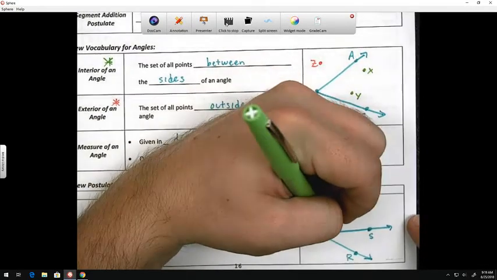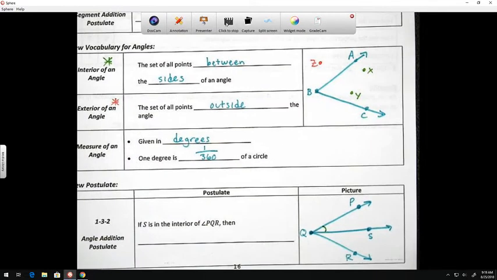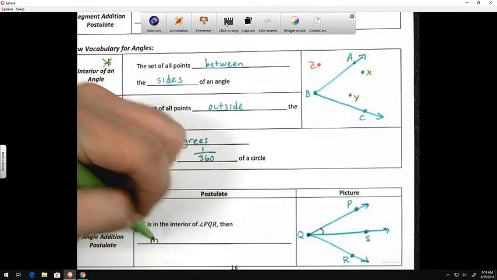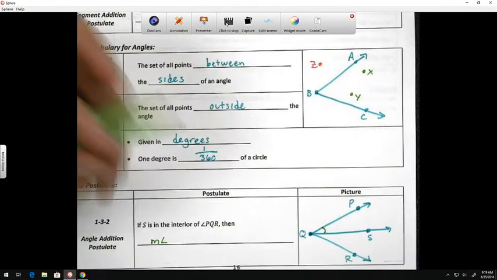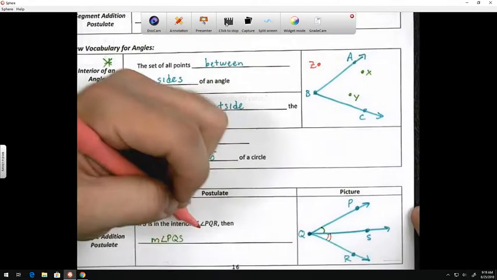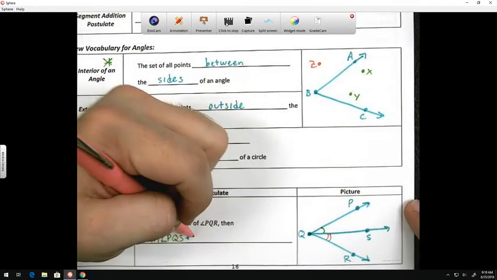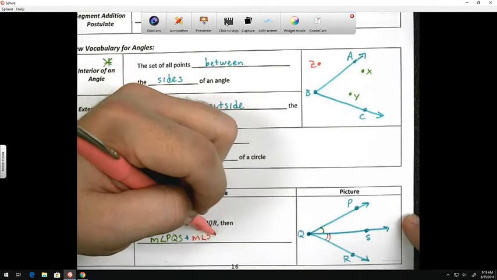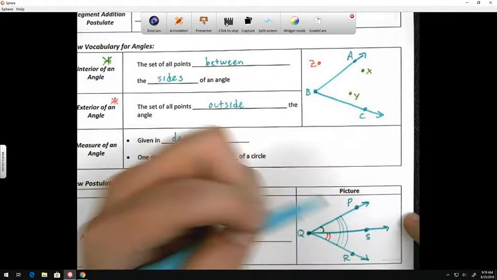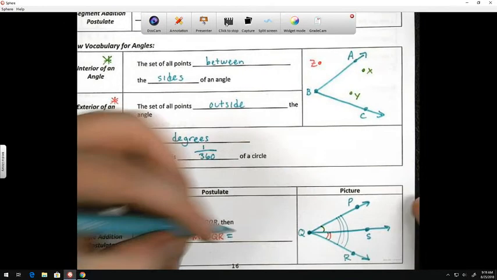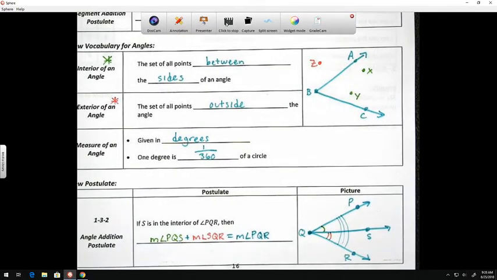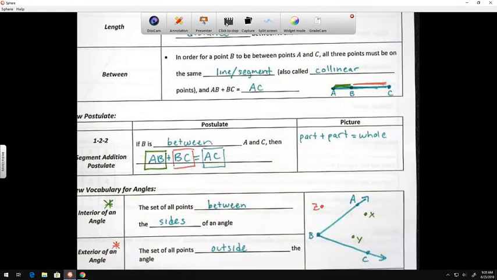So, right here, my part, PQS, and we have to be really careful because now we're not talking about the figures themselves, we're talking about the measure. And so in math, when we're talking angle measure, we have to use this fancy little m. So the measure of angle PQS, and we're talking about this angle right here, plus the measure of angle SQR, and in total, they have to equal the whole thing. Part plus part equals the whole, so the measure of PQR. Okay? So again, what do I want you to take away? Part plus part equals whole.